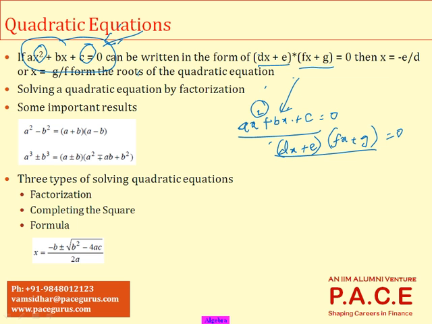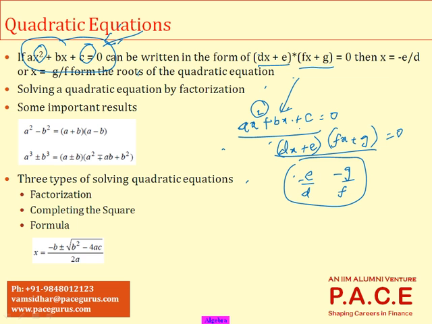X can have two values, and those two values are nothing but minus e by d and minus g by f. That is the definition of quadratic. If I substitute minus e by d wherever x is, I will get 0. Similarly, if I substitute minus g by f, I will also get 0. So these are the two solutions for the values of x.